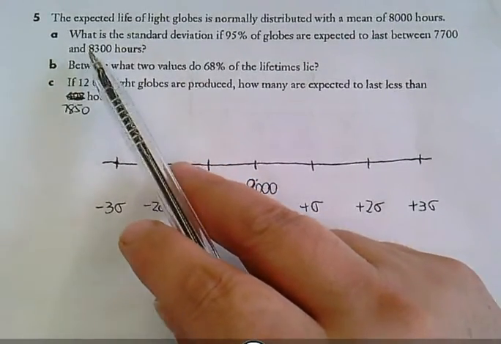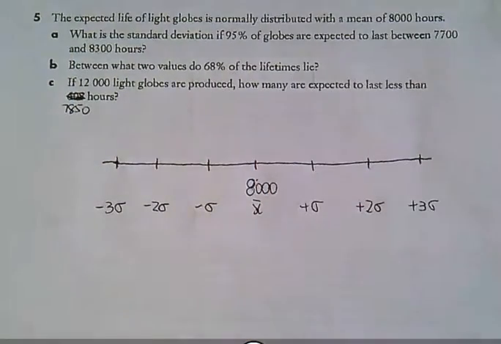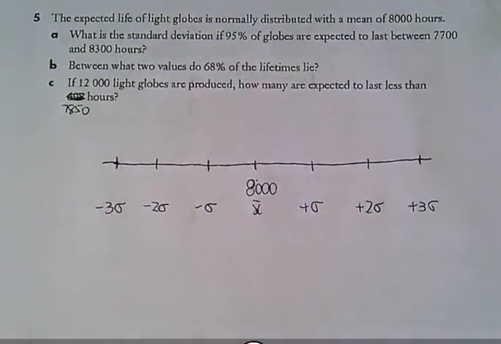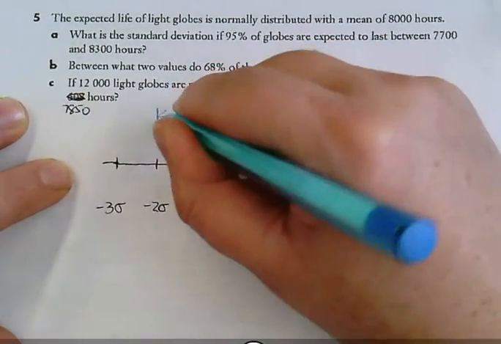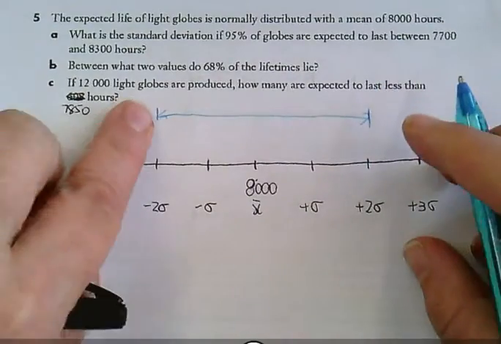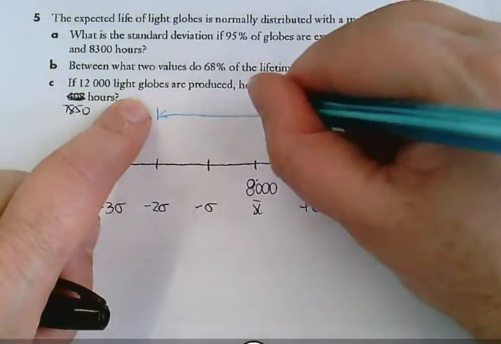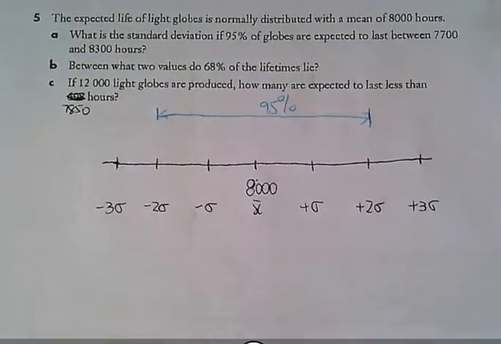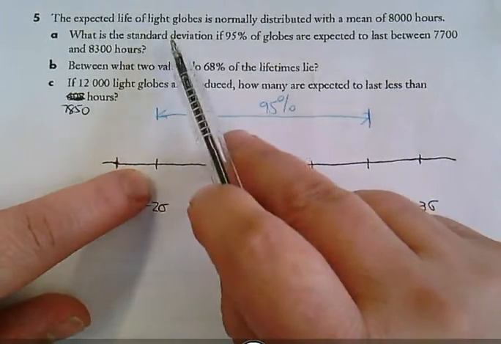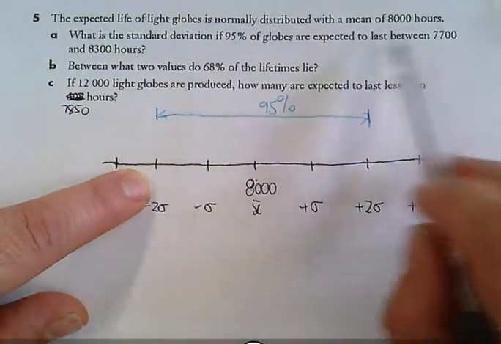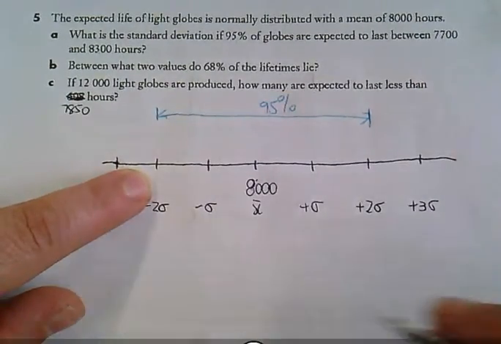Now the question is, now this is working backwards, this question. What is the standard deviation if 95% of the globes are expected to last between 7,700 and 8,300 hours? Now 95%, remember the three numbers, 68%, 95%, 99.7%, isn't 95% between minus 2 standard deviations to plus 2 standard deviations from the mean? That's 95%. So what values do I write on my axis?